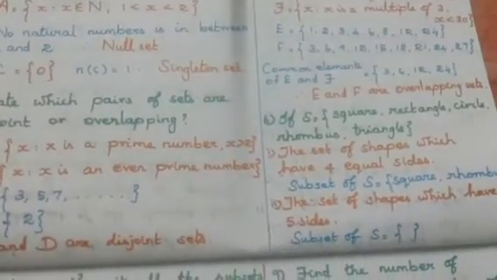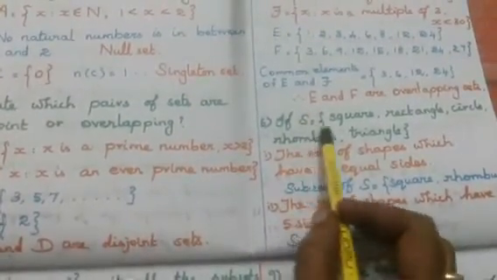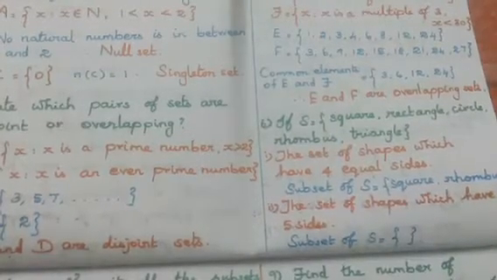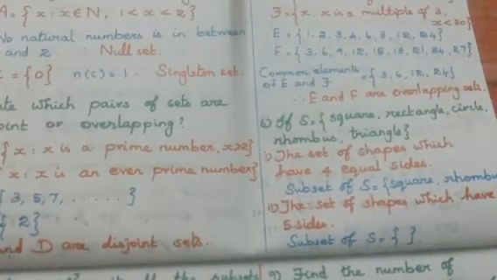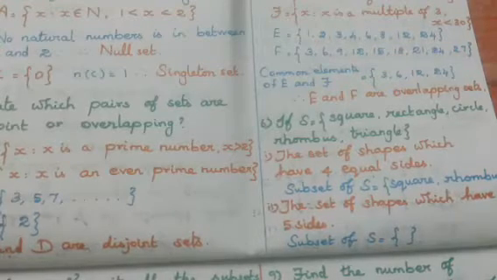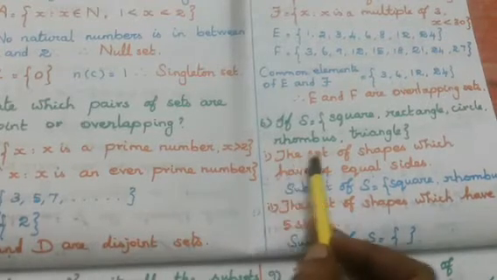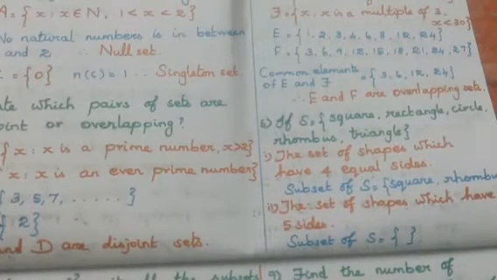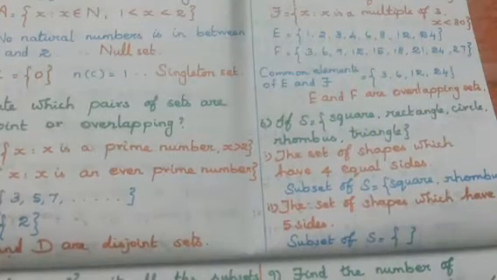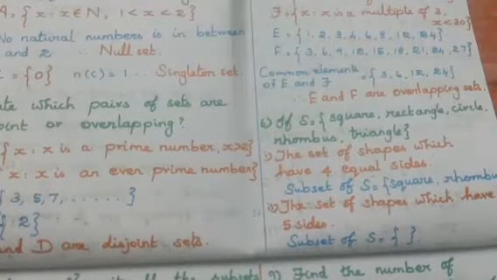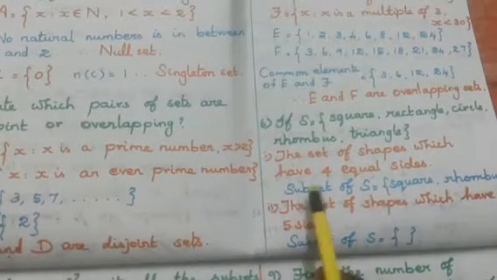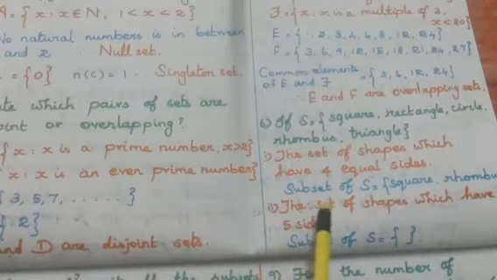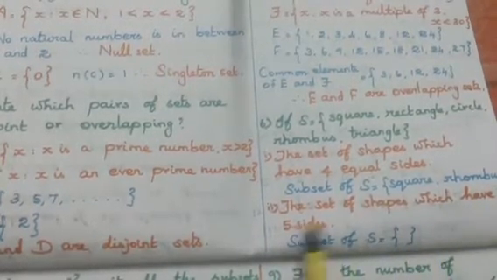Sixth sum. If S is equal to {square, rectangle, circle, rhombus, triangle} is given. That is the given set. Then we have some subsets. The set of shapes which have 4 equal sides. In the given set, what are the shapes having 4 equal sides? Square and rhombus. So the subset of S is equal to {square, rhombus}. Then the set of shapes which have 5 sides.